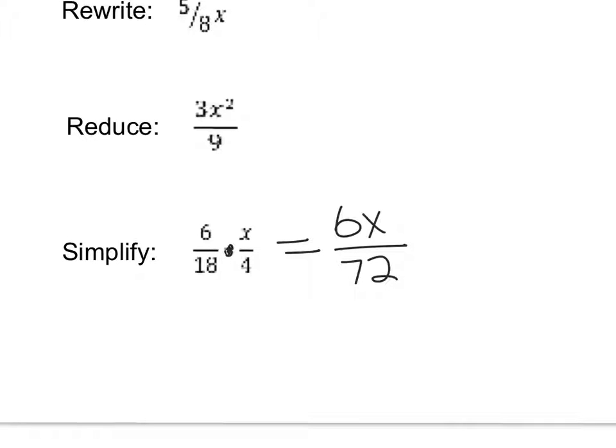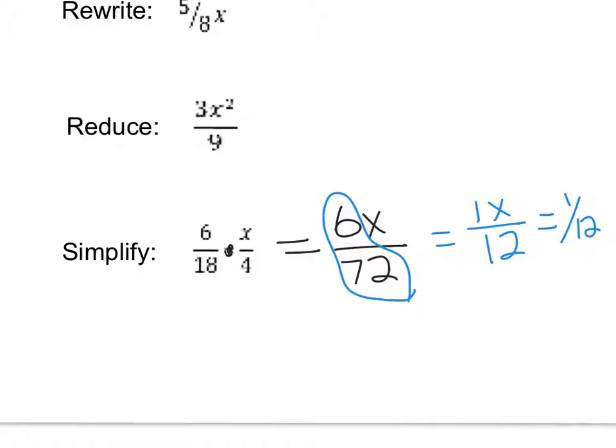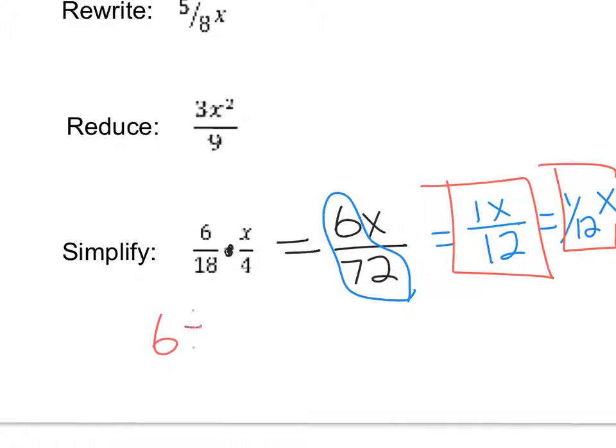And so now, like I said before, we can reduce this. 6 over 72 is the same as 1/12, so we have 1x over 12, which is the same as saying 1/12 x. And so either of these answers would be correct. You could write it either way. So now let's talk about how to take that 6 over 72 and figure out that it's 1/12. The first thing you would do is go into your calculator and divide 6 divided by 72.